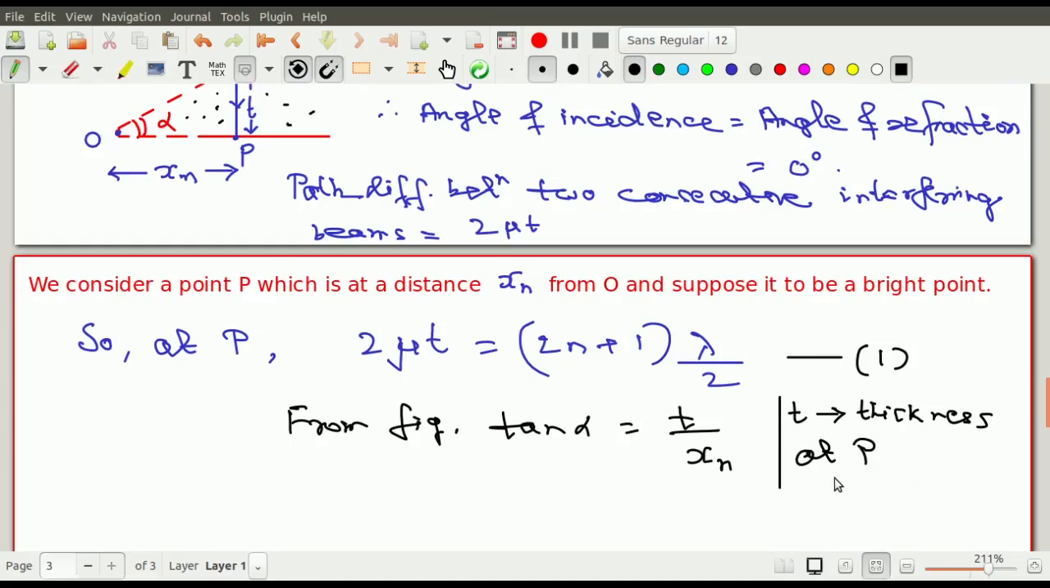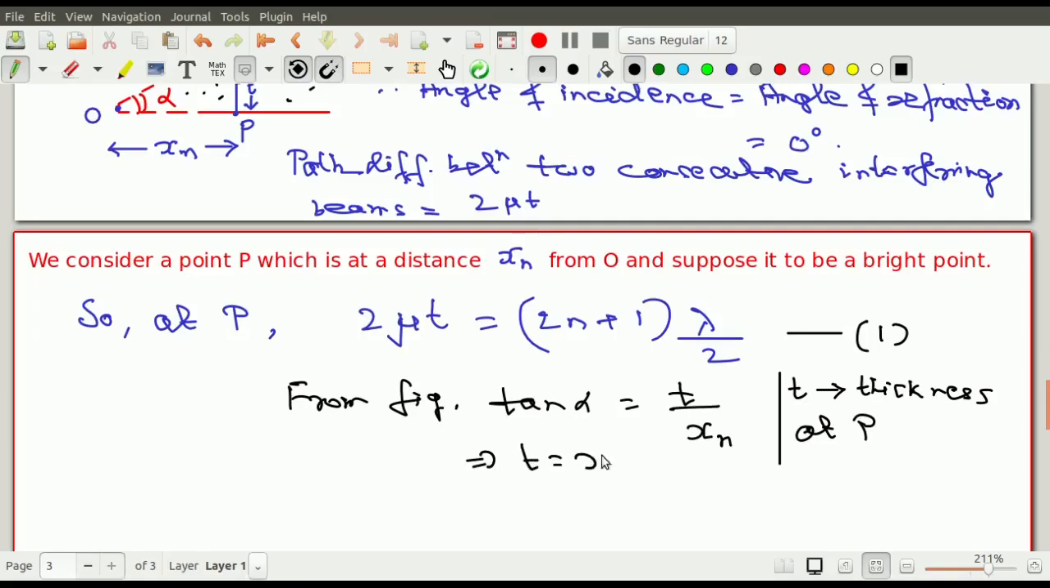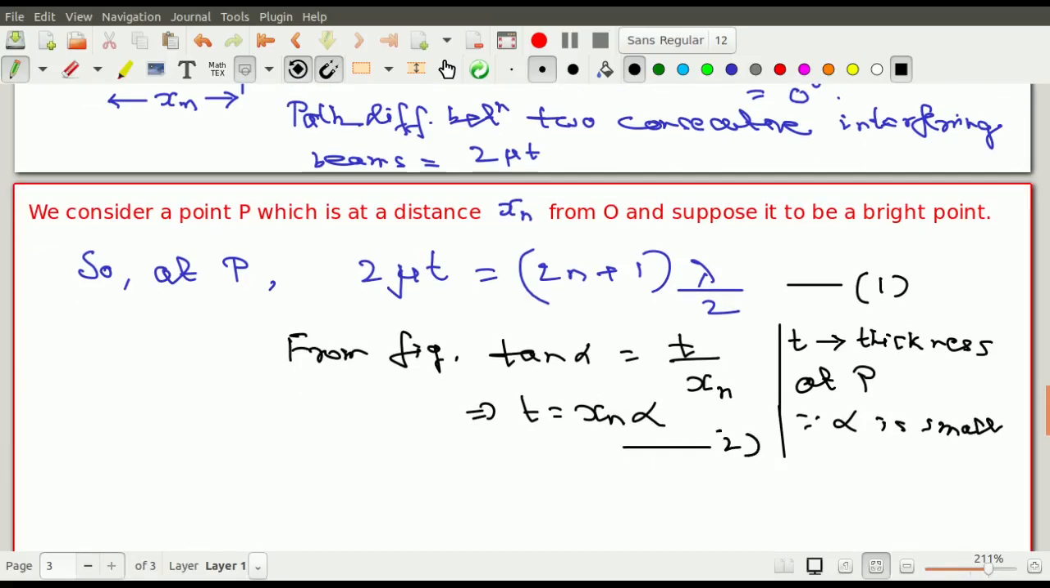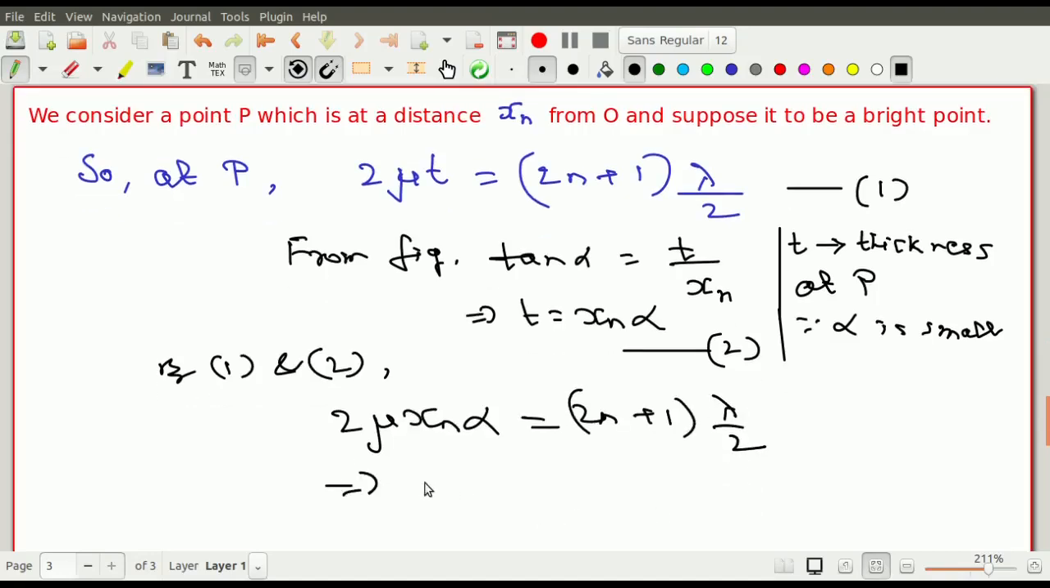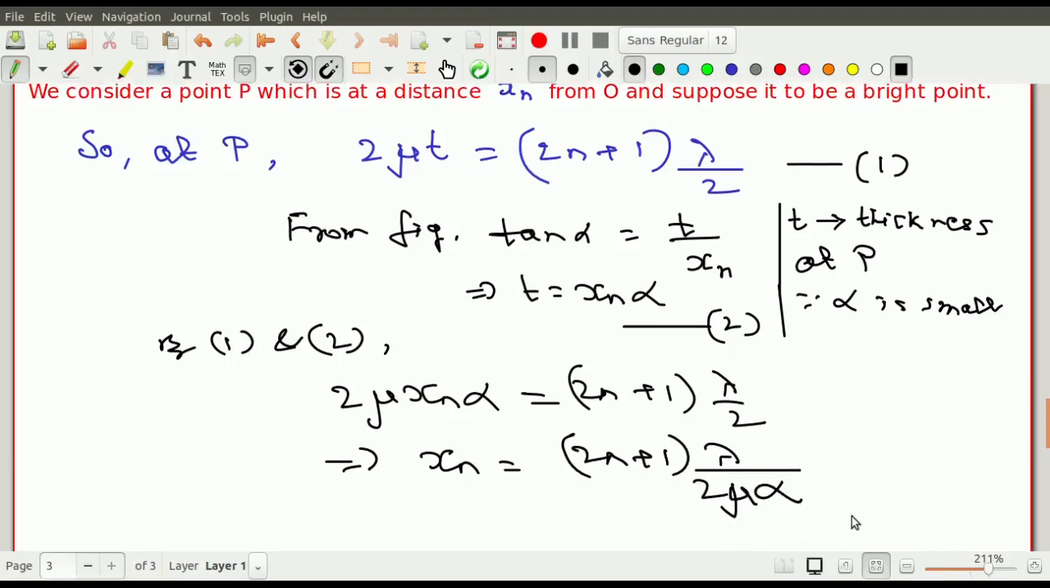So if I equate these two, I can write t equals xn alpha, কেন লিখতে পারলাম বলো দেখি, since alpha is so small that you can take tan alpha to be alpha, let it be equation 2. So now by 1 and 2 I can write 2 mu xn alpha is equal to twice n plus 1 into lambda by 2, or from here I can find an expression for xn, it is 2n plus 1 lambda by twice mu alpha, so this is for the nth fringe.